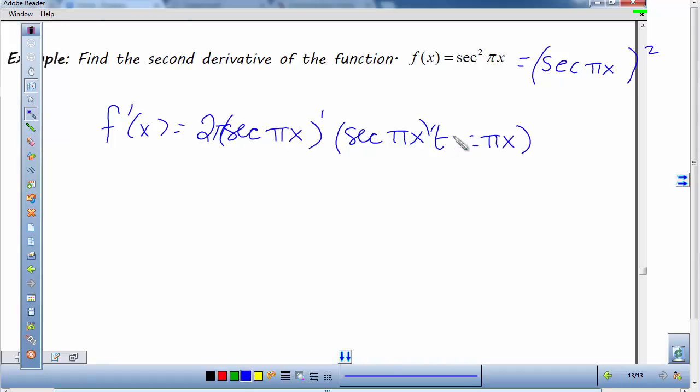Okay, how many people were able to get that? Okay, good. All right, very good. Okay, there's a little pi right here.